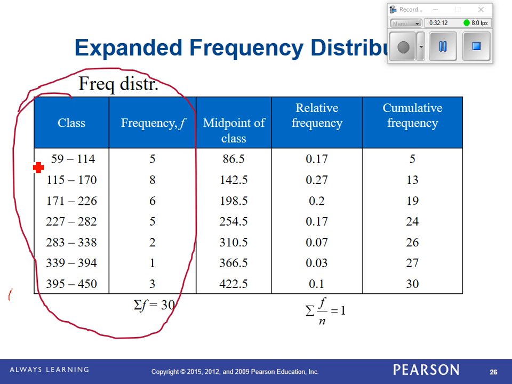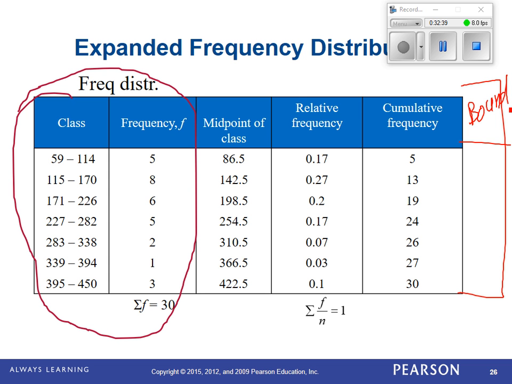So an expanded frequency distribution might look like this. This has some of the things we could expand it out to. You've got your class, your frequency, the midpoint of the class, your relative frequency, and your cumulative frequency. We could also add on more, like class boundaries, which we're going to talk about in a minute.